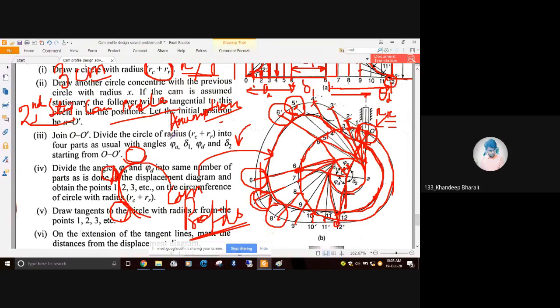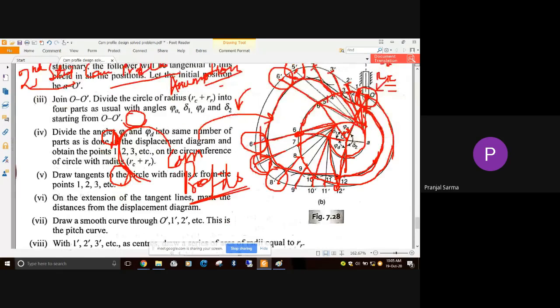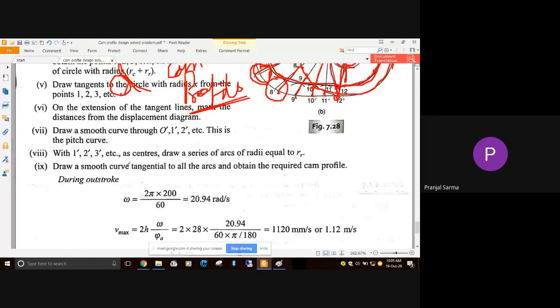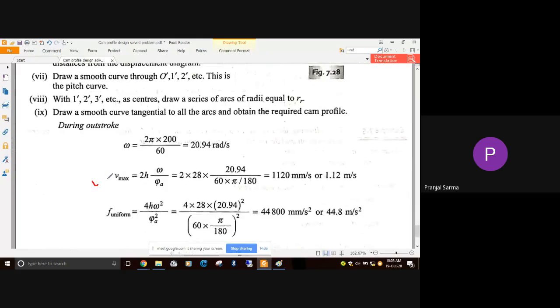Understood, sir. Okay, thank you. So the drawing part is over. After that, it is just using your known formulas, for uniform acceleration and retardation. We have already gone through the expressions. You use the standard expression and just find out the values. You can do this task after drawing, or before drawing also, because it only uses the known expressions.